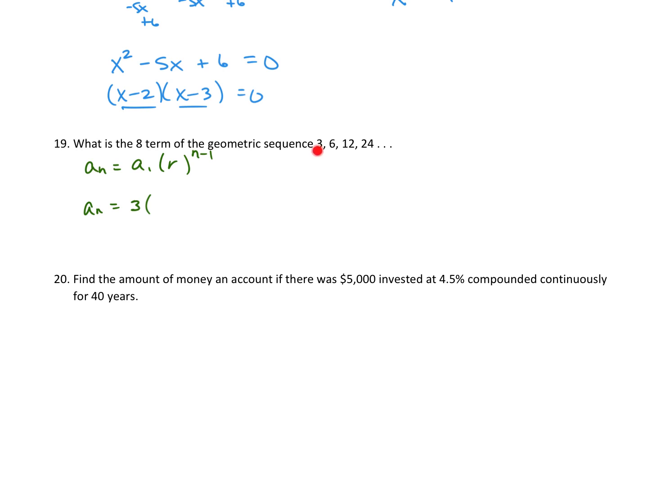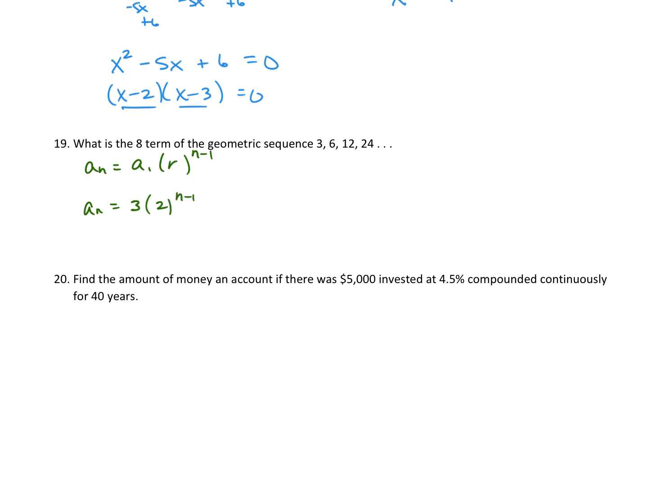Now the common ratio is what are we multiplying by to get to the next term, to the next term, to the next term? Sometimes you can see it. To go from 3 to 6, I multiplied by 2. 6 to 12 multiplied by 2. 12 to 24 multiplied by 2. So our common ratio is 2.